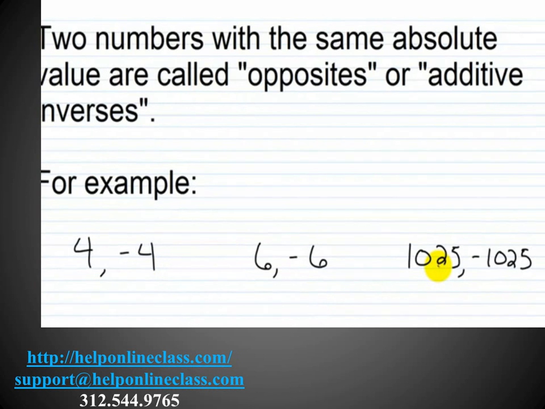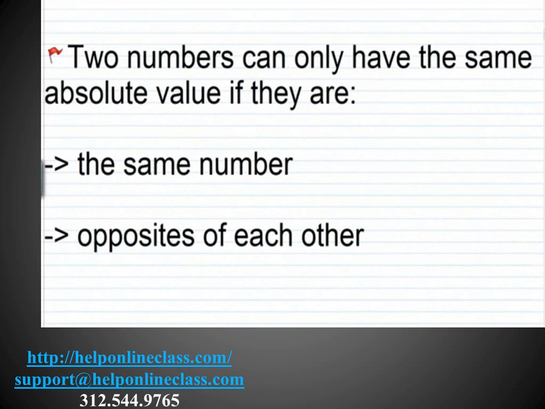Those would all be opposites, and as we just saw, each would have the same absolute value. So 4 and negative 4 would have an absolute value of 4. 6 and negative 6 would have an absolute value of 6, and 1025 and negative 1025 would have an absolute value of 1025. And just one more quick point before we get into actually solving equations. Two numbers can only have the same absolute value if they are the same number, like 2 and 2, or opposites of each other. So 2 and negative 2 would have the same absolute value.